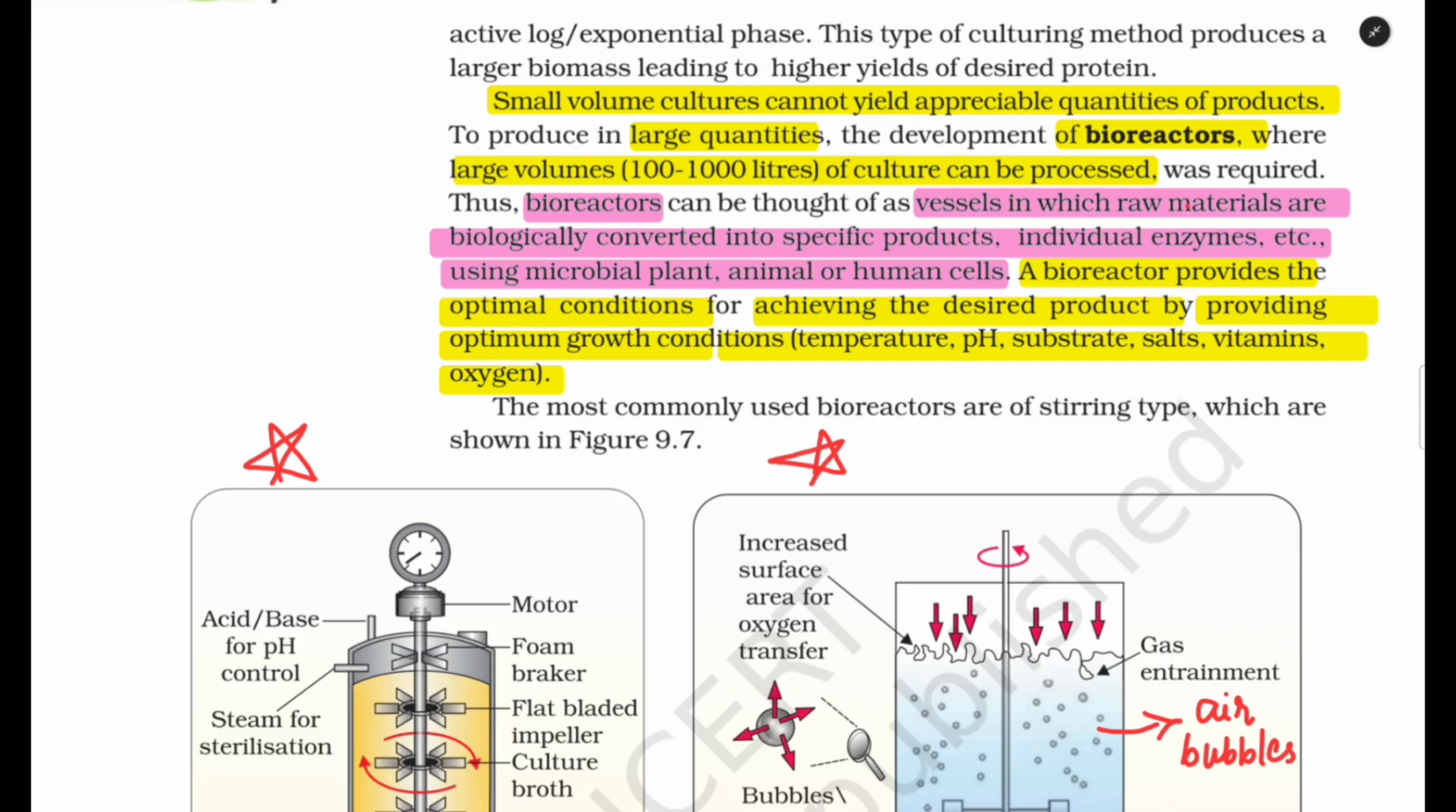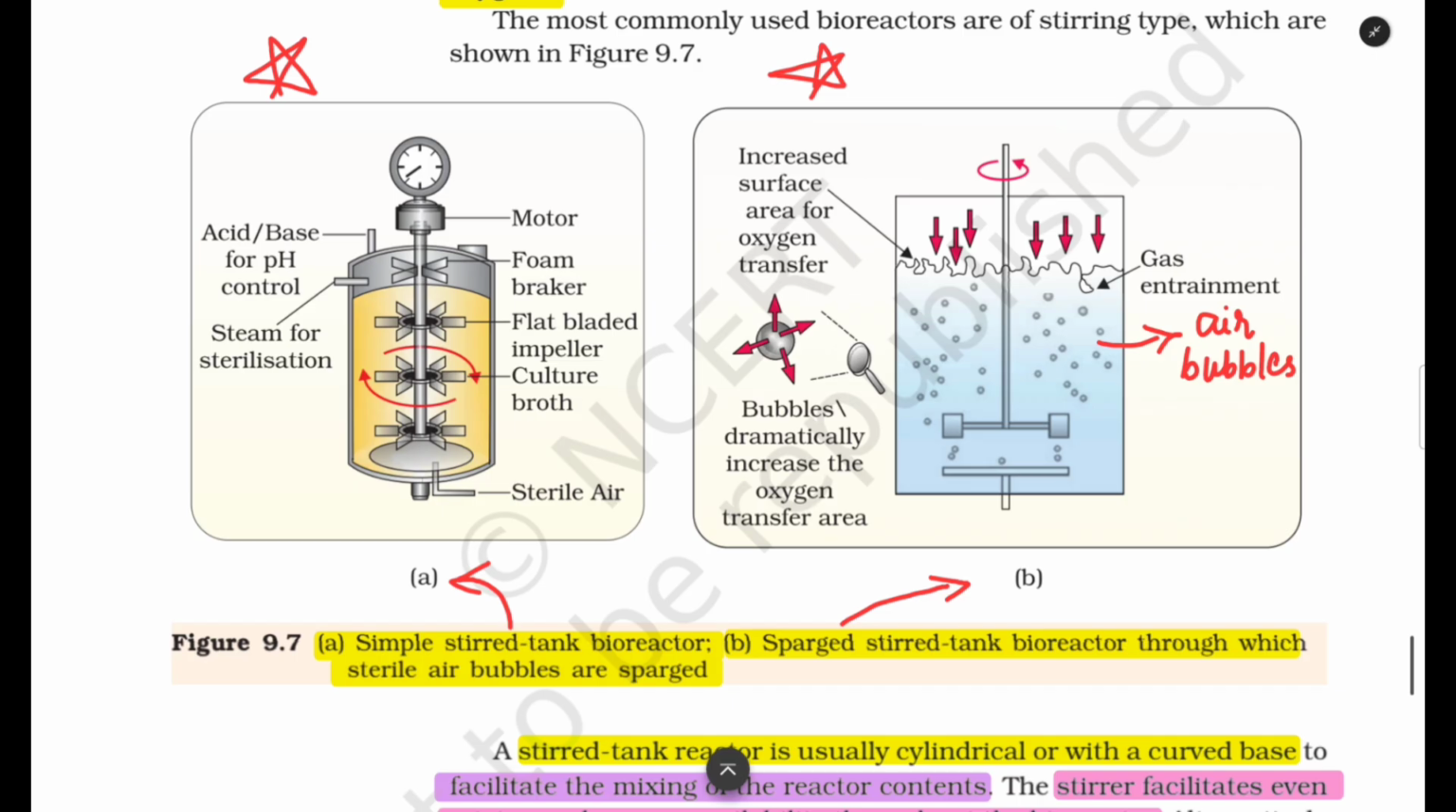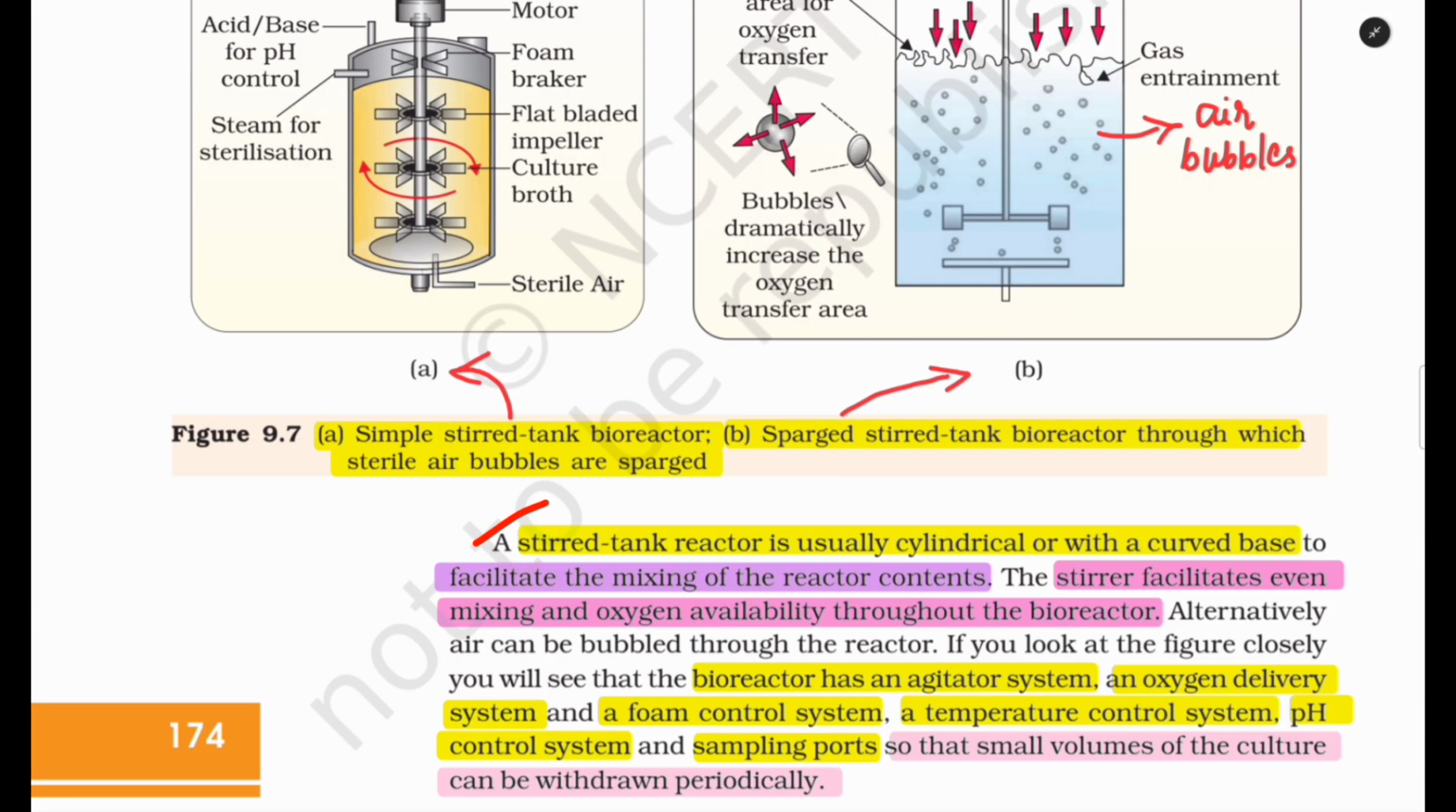A bioreactor provides the optimal conditions for achieving the desired product by providing optimum growth conditions, that is temperature, pH, substrate, salts, vitamins, oxygen. The most commonly used bioreactors are of stirring type, which are shown in figure 9.7. A stir tank reactor is usually cylindrical or with a curved base to facilitate the mixing of the reactor contents. The stirrer facilitates even mixing and oxygen availability throughout the bioreactor. Alternatively, air can be bubbled through the reactor.